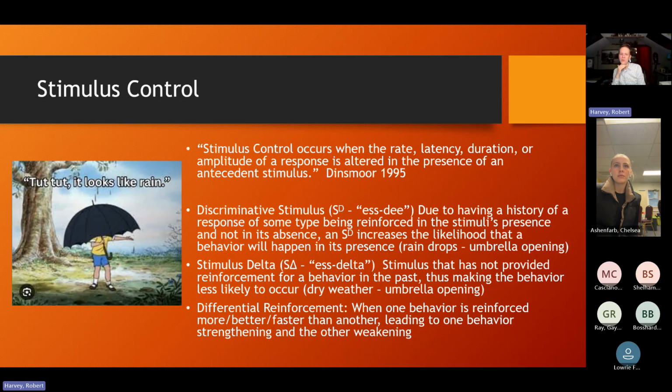We use differential reinforcement, but I also want you to think about how our environment, our world, is constantly differentially reinforcing things. You try things, they don't work. Now it's going to be less likely that you try those things. You try things and they do work. Now it's going to be more likely that you try those things.